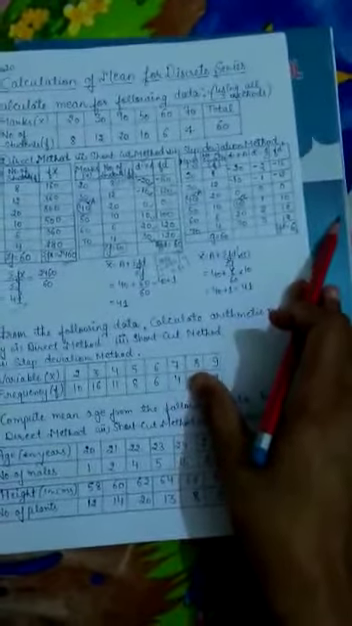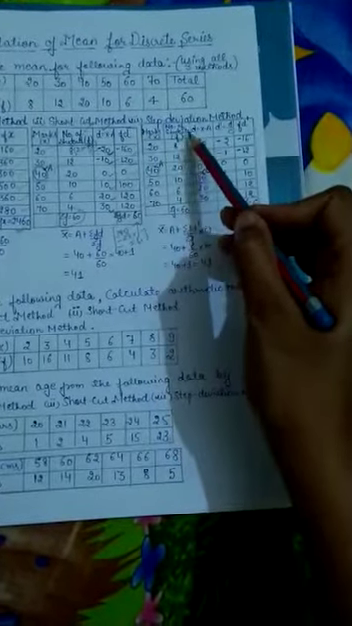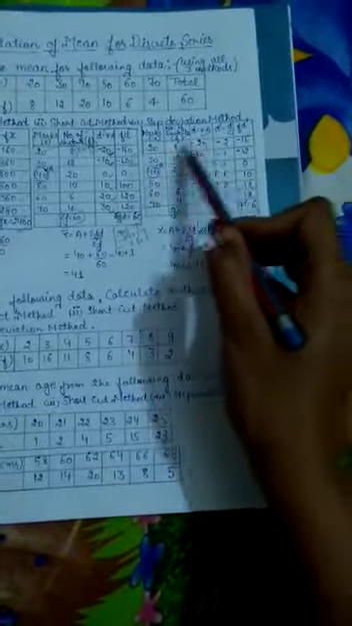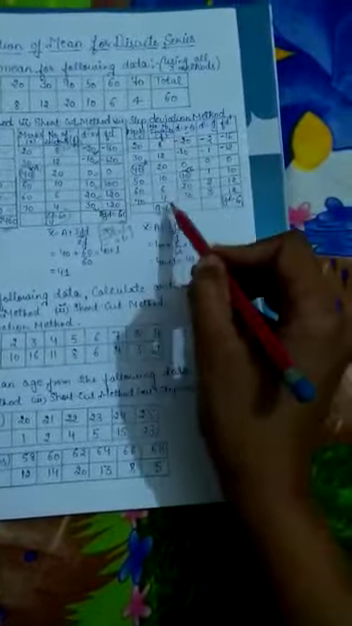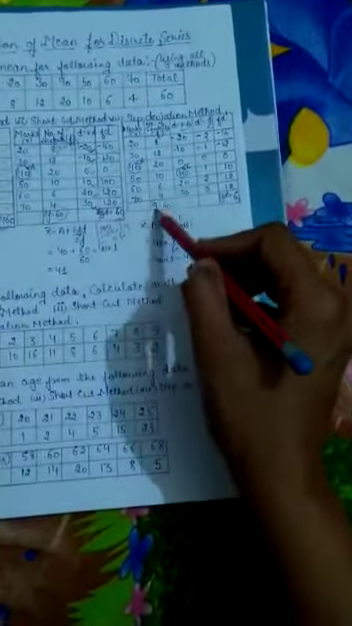Now the next one is your step deviation method. In this, what you have to do is copy this from the question, and this also from the question. I have told you how to get the D value. Till here I have told you how you get this column and this column. This will be your sigma F, the total of these.